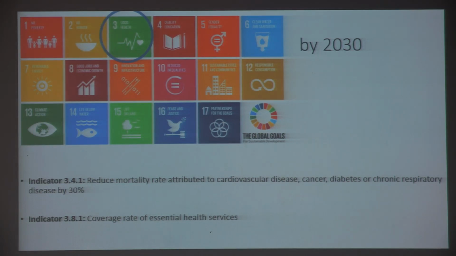So by 2030, we need to achieve these 17 goals. And for each of the 17, there is a specific, measurable indicator to change by 2030. Our portable health clinic is trying to reduce the mortality rate attributed to non-communicable disease by 30%. This is our indicator to change.